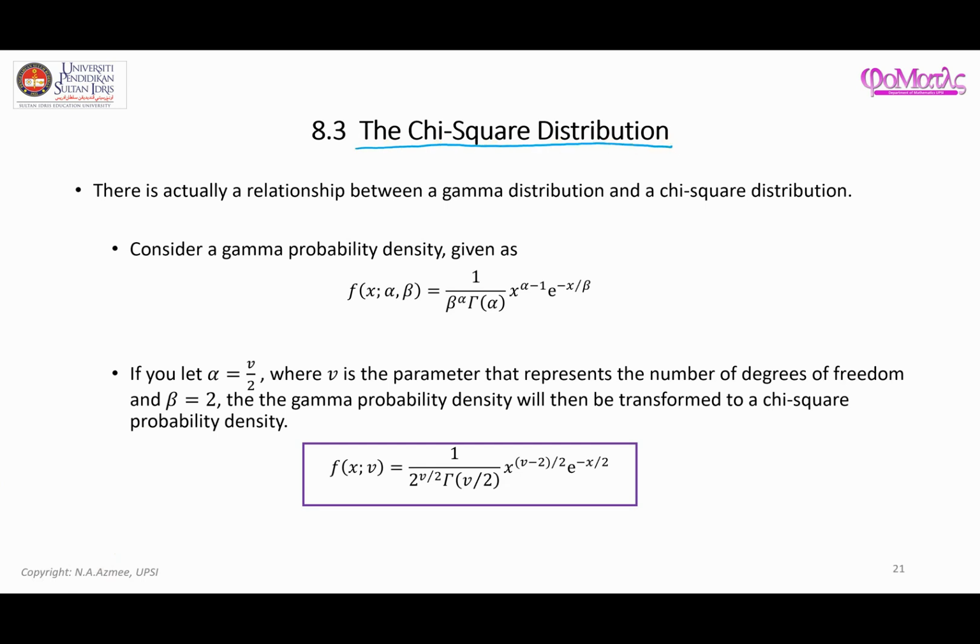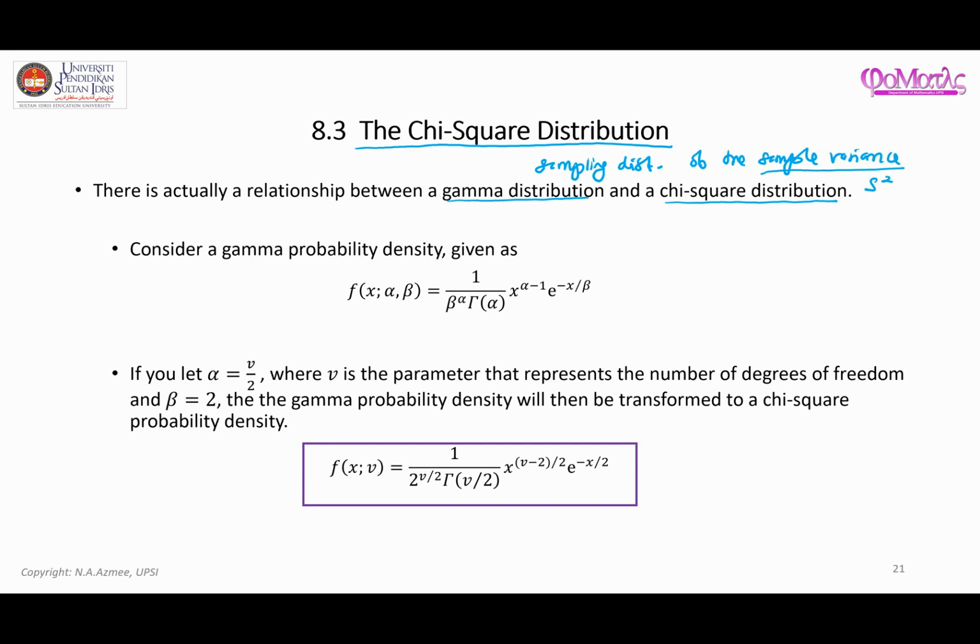And why am I talking about this? It is related to understanding or studying the sampling distribution of the sample variance. So the sample variance here is S squared, okay? Now we're going to start off with understanding the relationship between a gamma distribution and a chi-square distribution.